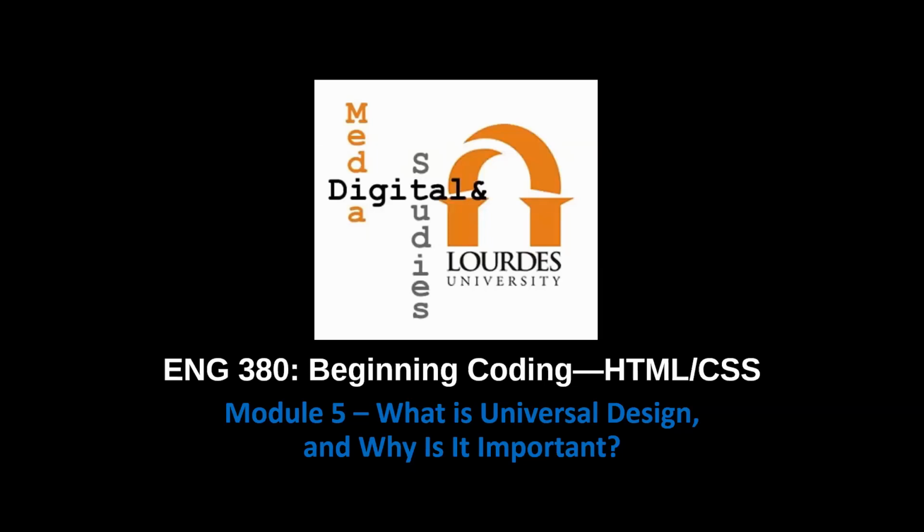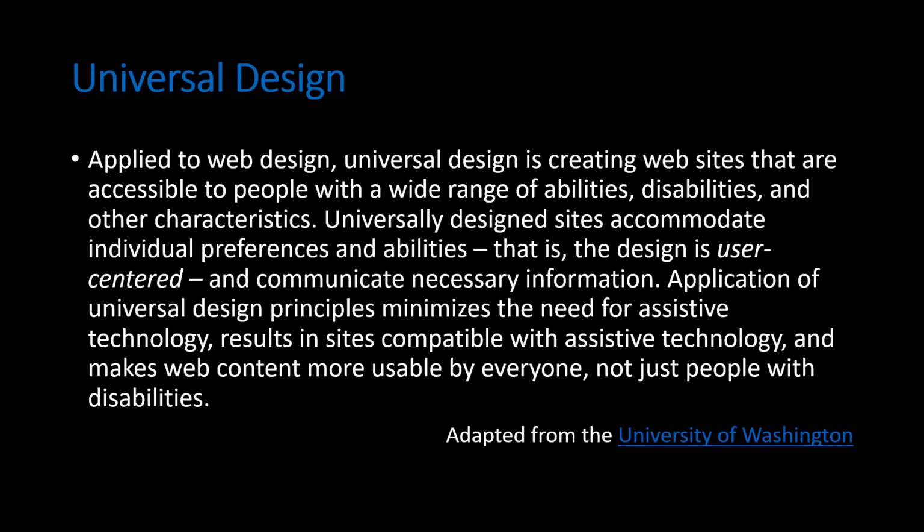In this video, we're going to talk about universal design and why it's important for web design. So universal design is a much broader idea about making environments accessible to people of all abilities. When we apply it to web design, we want to think about creating sites that are accessible. Universally designed sites accommodate individual preferences and abilities and communicate necessary information.